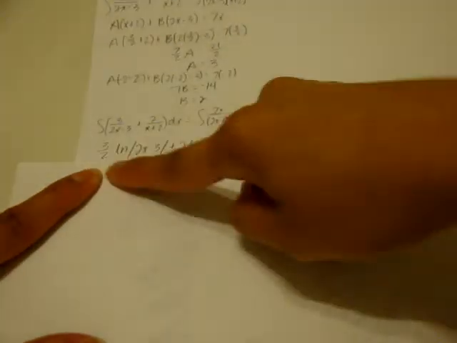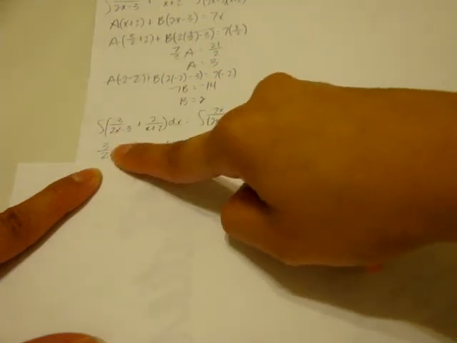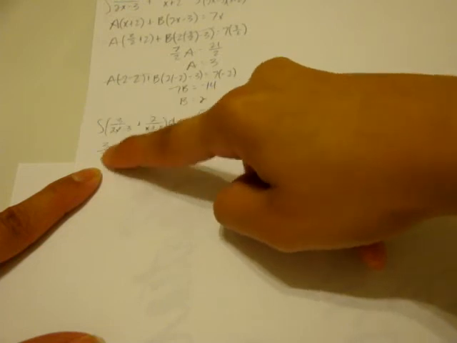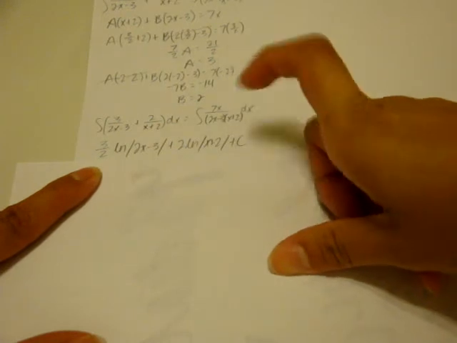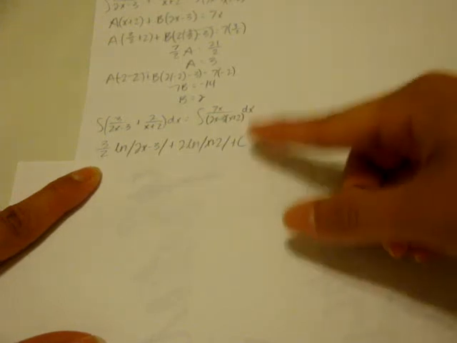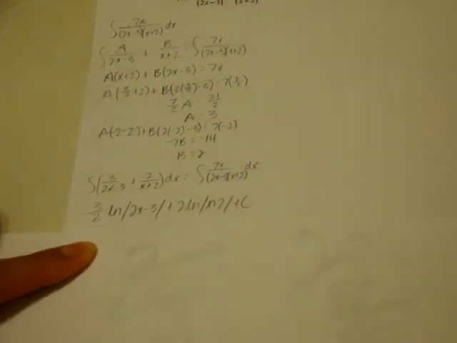So it's going to be 3 halves natural log of 2x minus 3, and it's not just 3, it's 3 halves, because you have to take the derivative of what's on the inside and bring it out too by some method of u substitution. I don't want to get into that. And then we have 2 ln of x plus 2, and don't forget your constant, and that means that our answer choice is A.